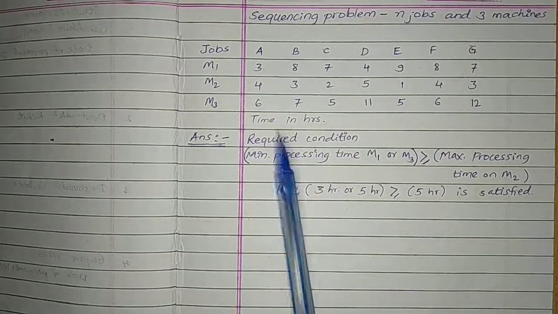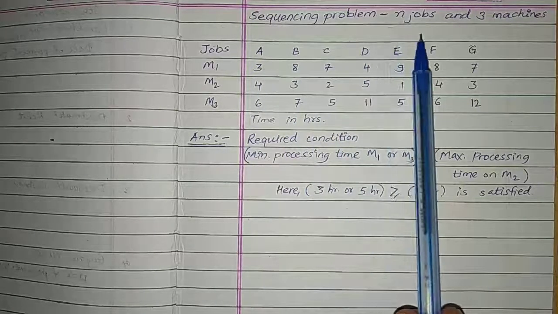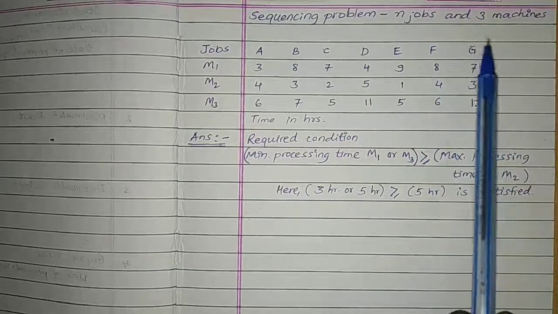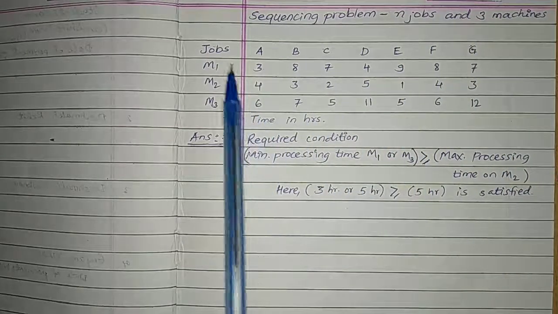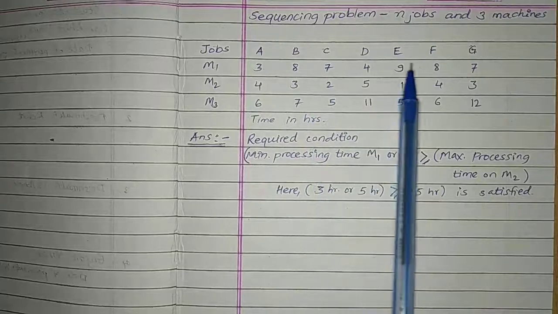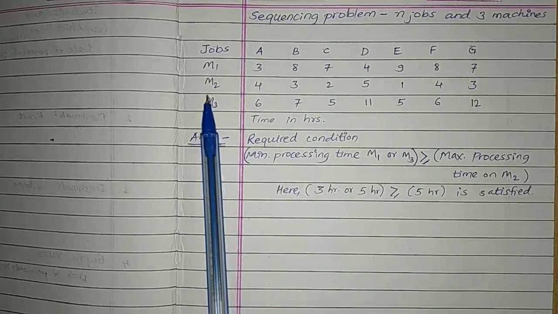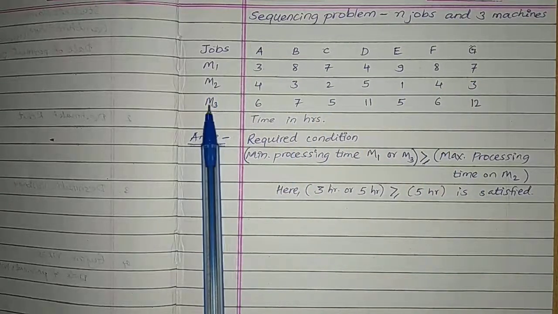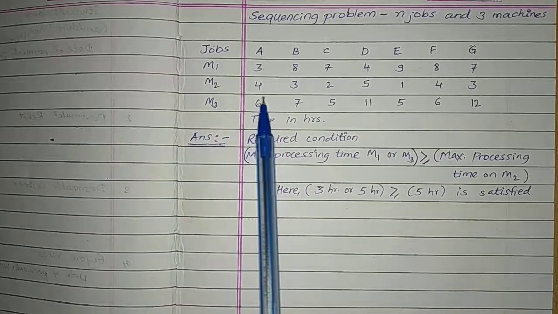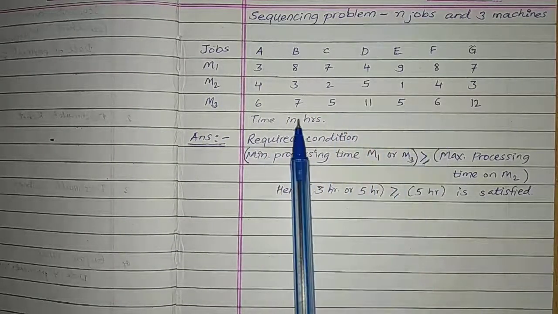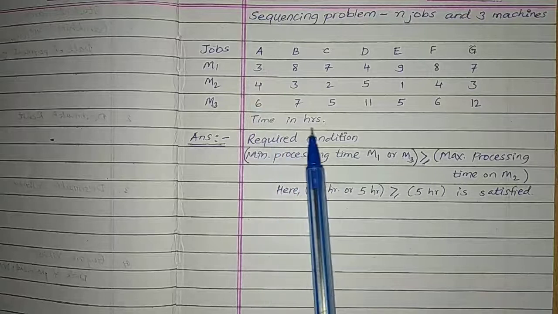Friends, in this lecture, let us discuss the sequencing problem for n jobs and 3 machines. In this problem, we are given the jobs A, B, C, D, E, F, G, and the machine sequence is M1, M2, M3. The processing time for each of the jobs is given, where the time is in hours.